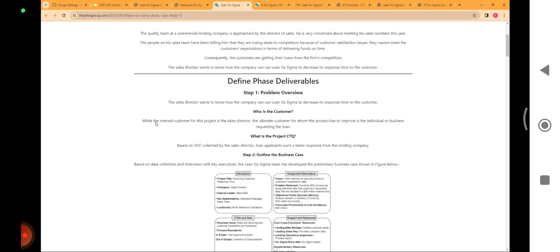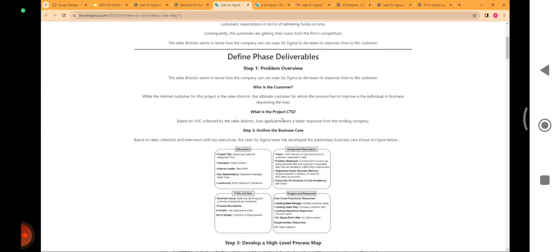So the first thing that you have to do is to identify who is the customer here. Okay, while the initial customer for this project is the sales director, the ultimate customer for whom the process is to be improved is the individual or business requesting the loan. You can see the external and the internal customers. What exactly is the critical to quality? What do the customers really want from this bank? Based on the voice of customer collected by the sales director, loan applicants want a faster response from this bank.